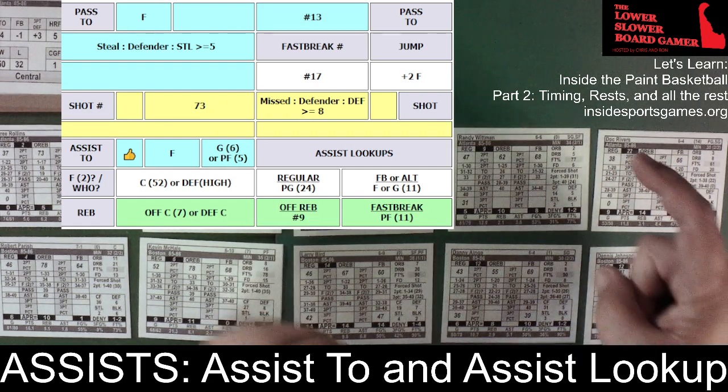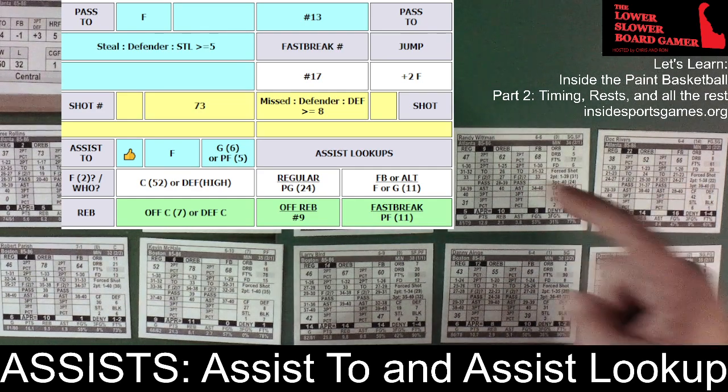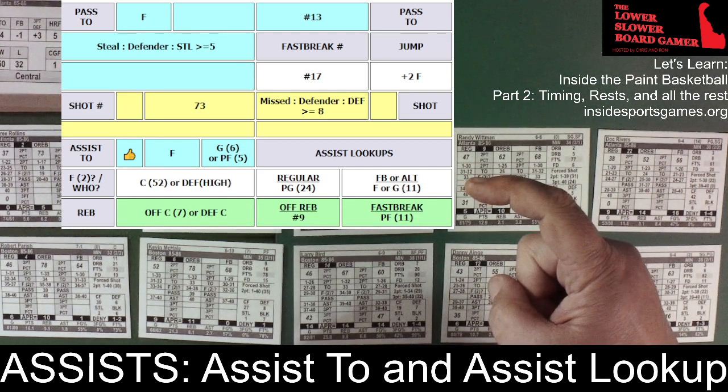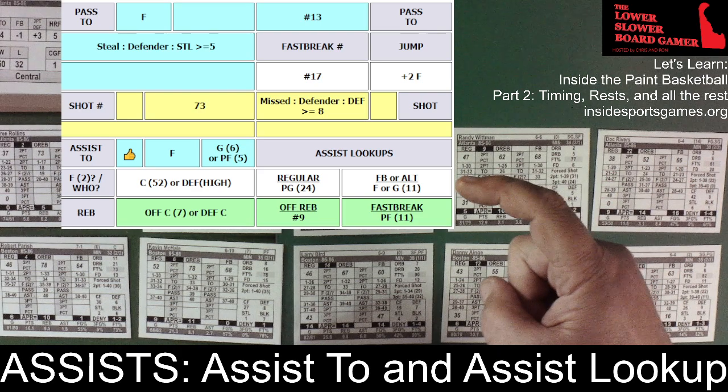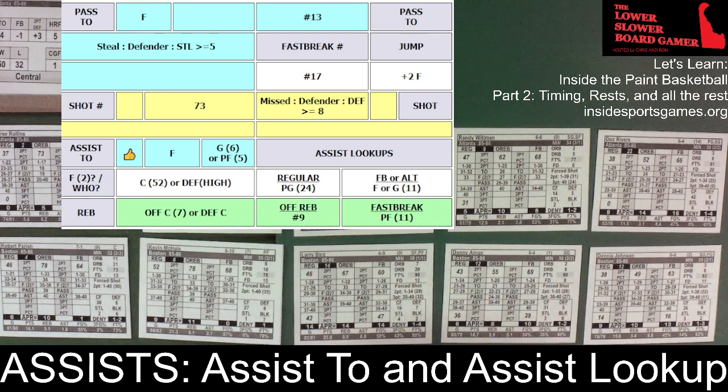You're going to have another possibility. Dennis Johnson made it. Who gets the assist? Not the point guard himself under regular, so you come over to the alternate. Forward or guard with an assist rating of 11. Larry Bird is the forward listed first. He has a 14, so he would have the assist on Dennis Johnson's basket. That is how you do assists.